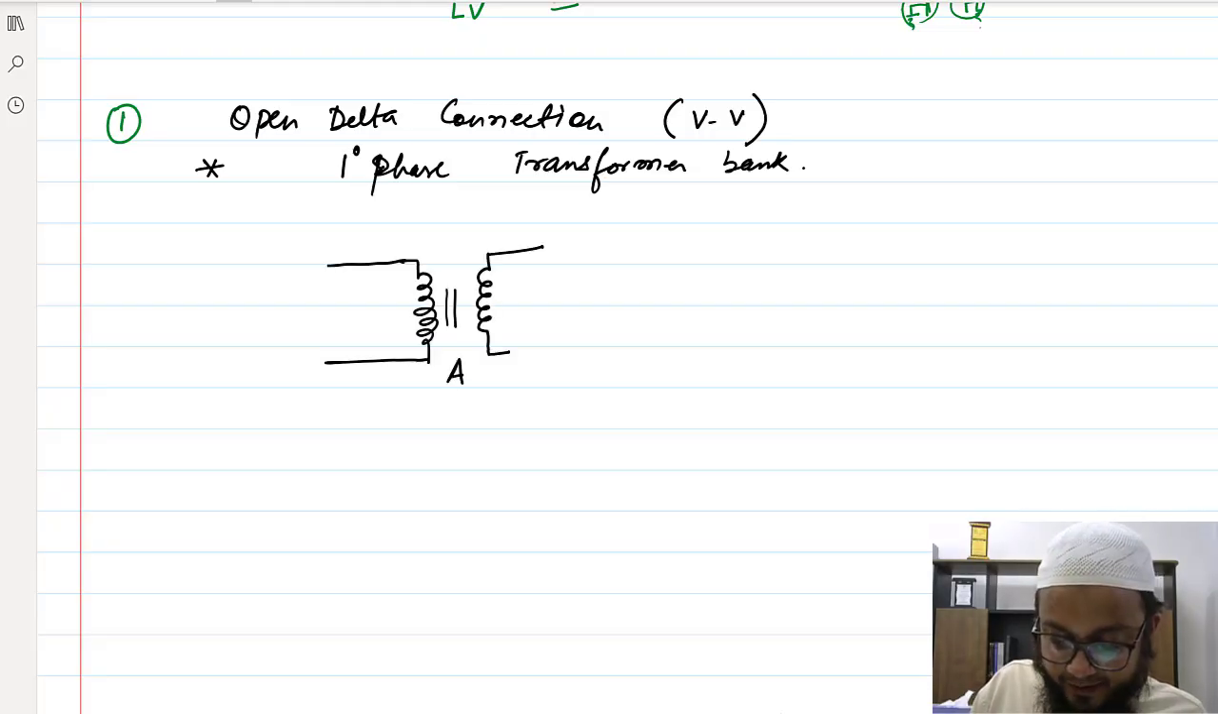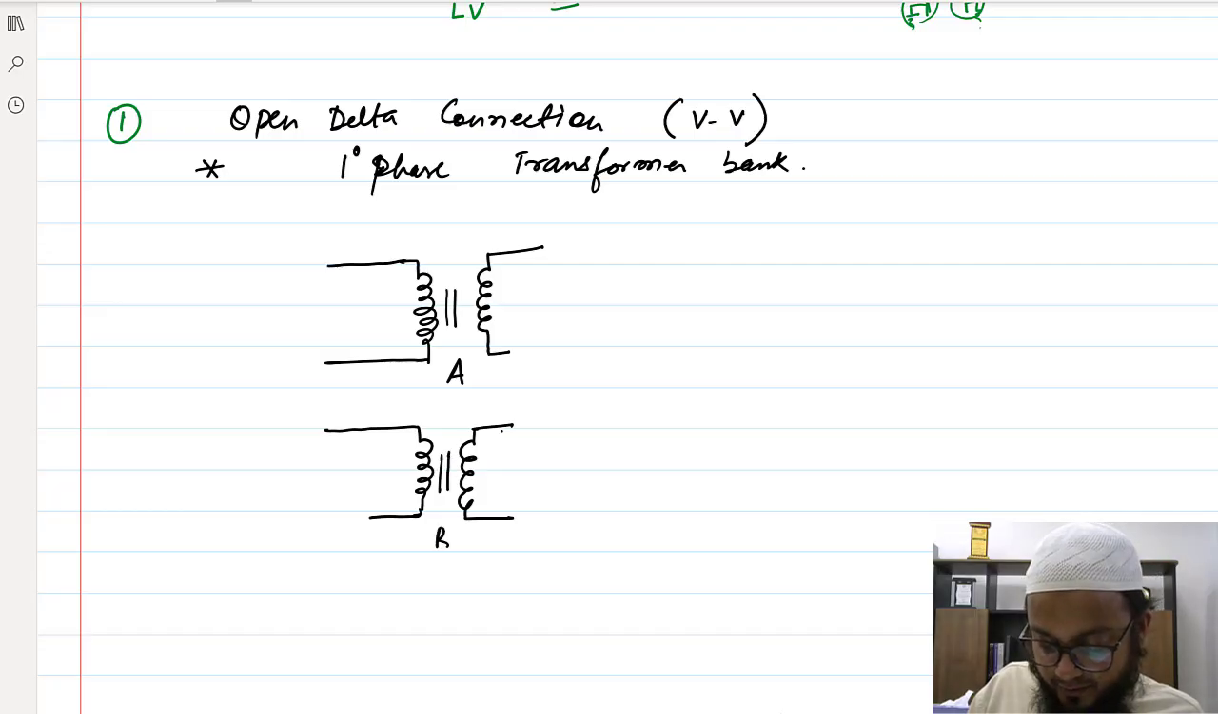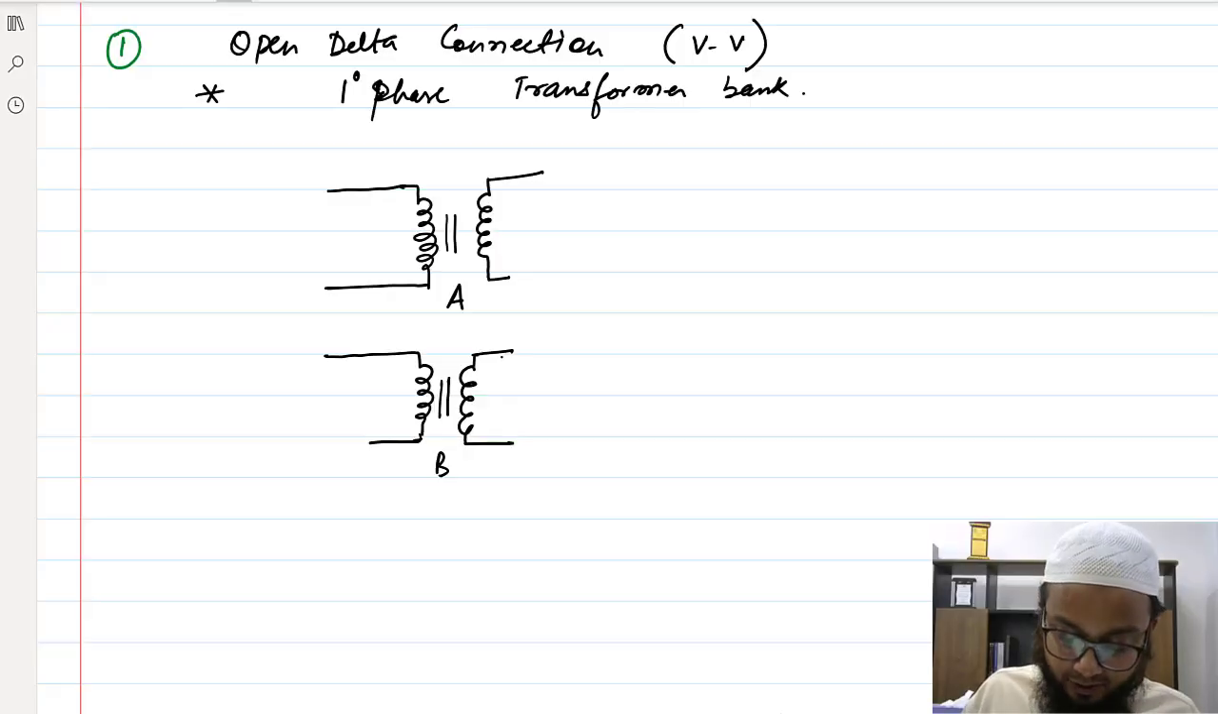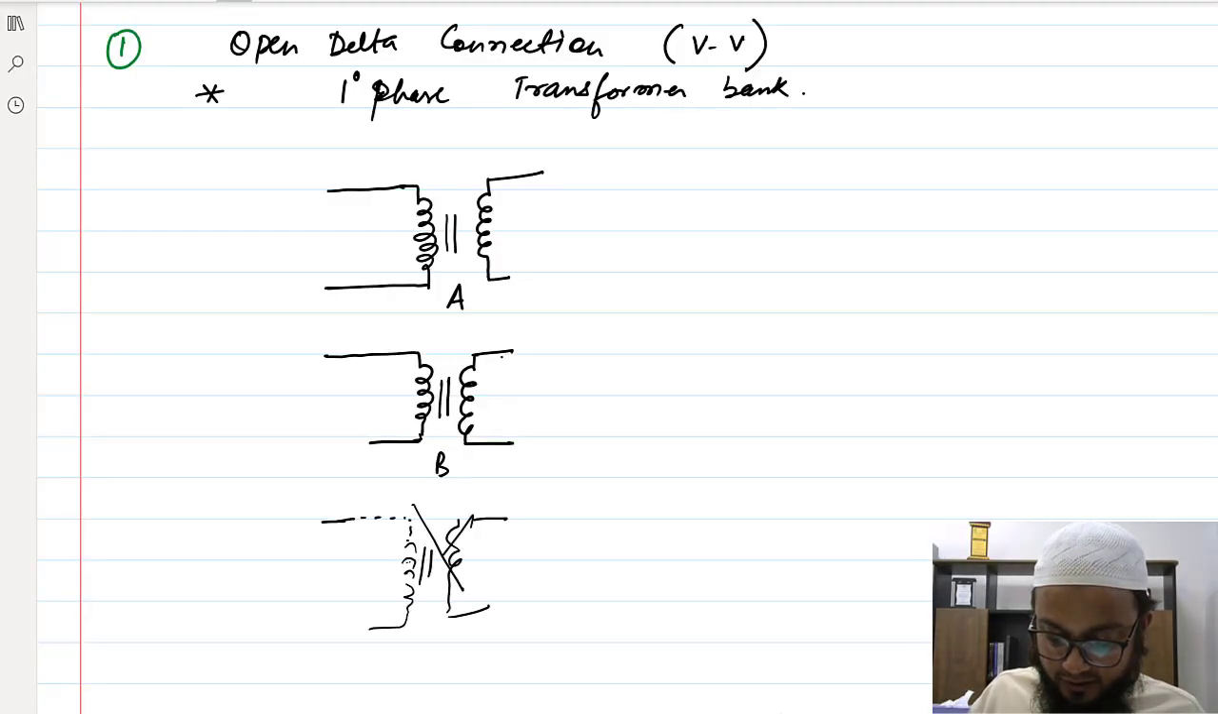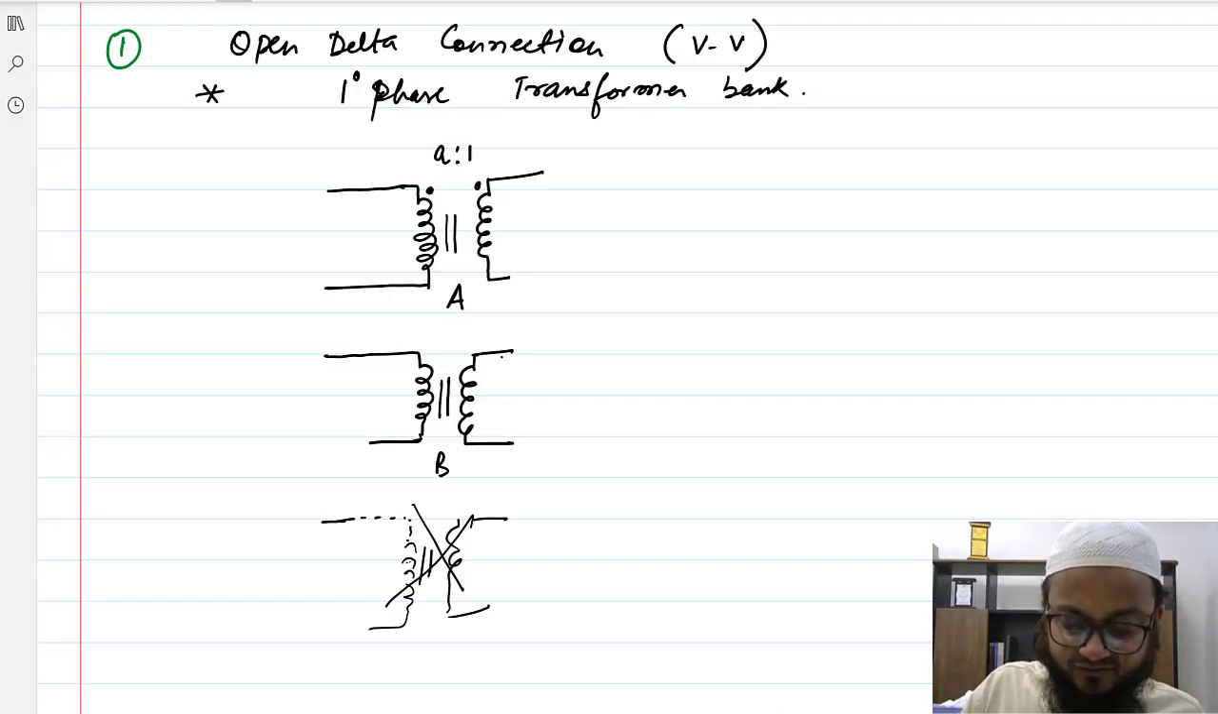Let's say this is transformer A and this is transformer B, and somehow your third transformer, C, has failed and you have removed it. So this transformer is not available altogether. Can we use these two transformers as a three-phase supply? Let's see. Let's say this is the dot here, this is the dot here, and A:1 is the transformation ratio.